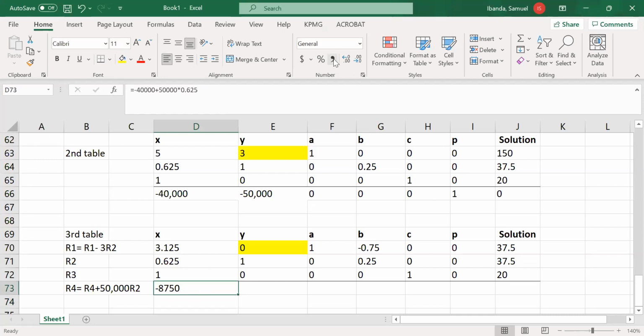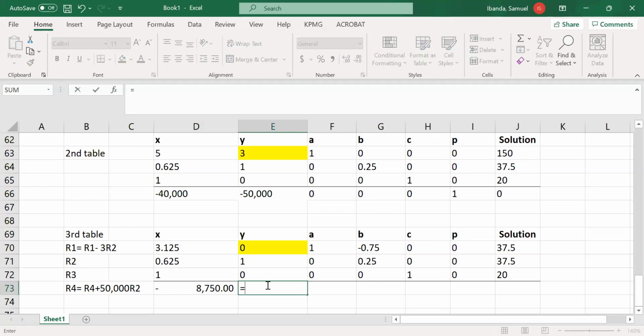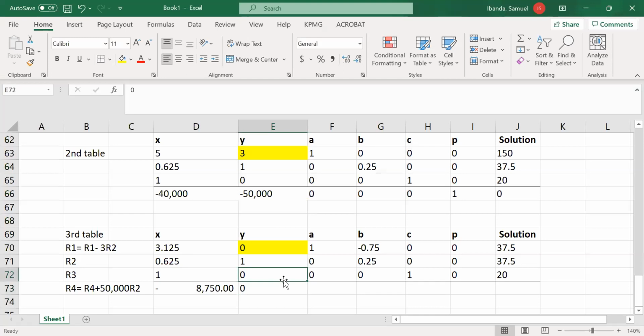So we get negative 8750. That is what we basically do have. So this will give us a 0, you can just test it: negative 50,000 plus 50,000 times 1 basically gives us a 0, and that was our aim. Our aim was to get a 0 here. So let's try out this and see.